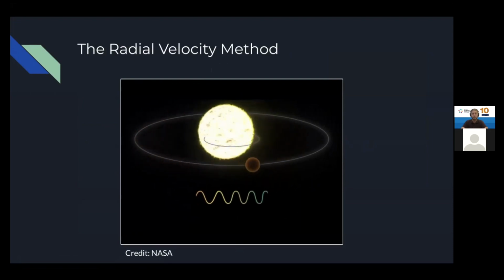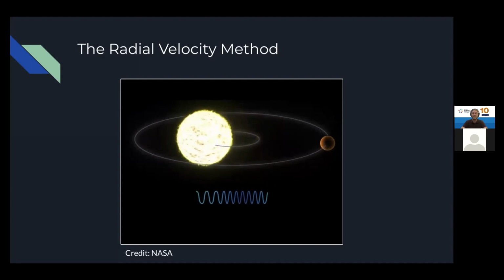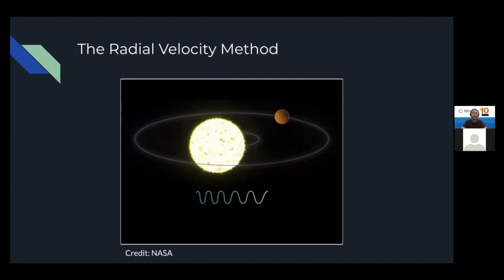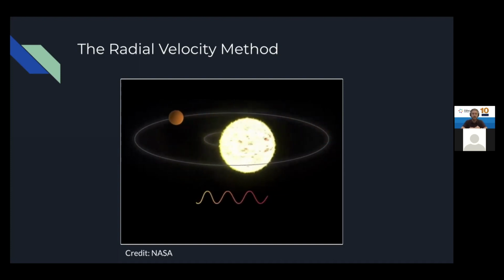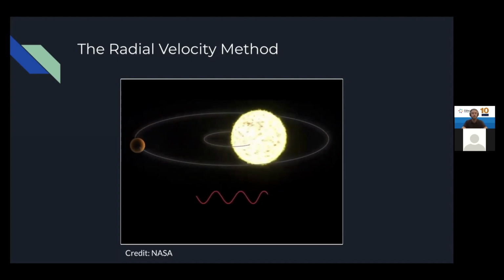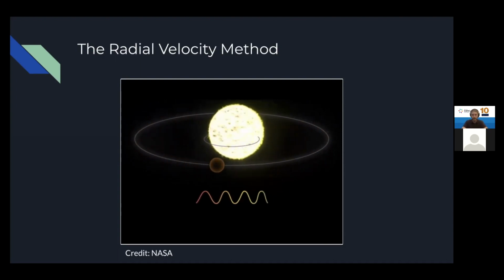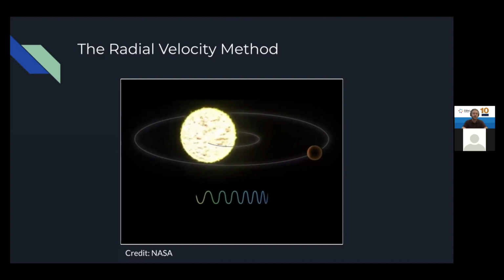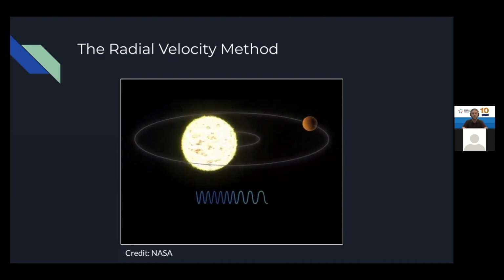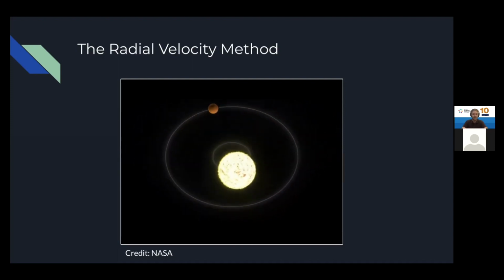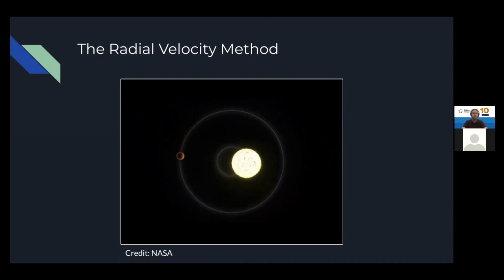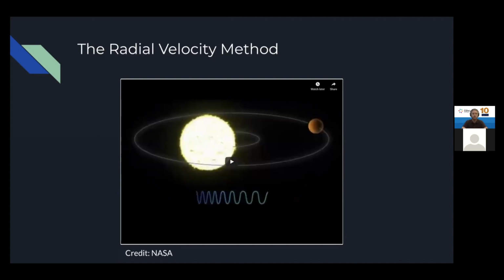If anyone is familiar with the Doppler effect, the sound that an ambulance makes as it passes by, sound is compressed and stretched out as the ambulance moves towards and away. In the same way, light from a star gets stretched out and compressed as the star moves towards us and away from us. And we can see a planet pushing and pulling on its host star in this way. And by measuring the size of that wobble, we can measure the mass of the planet and confirm that there is, in fact, a planet there.